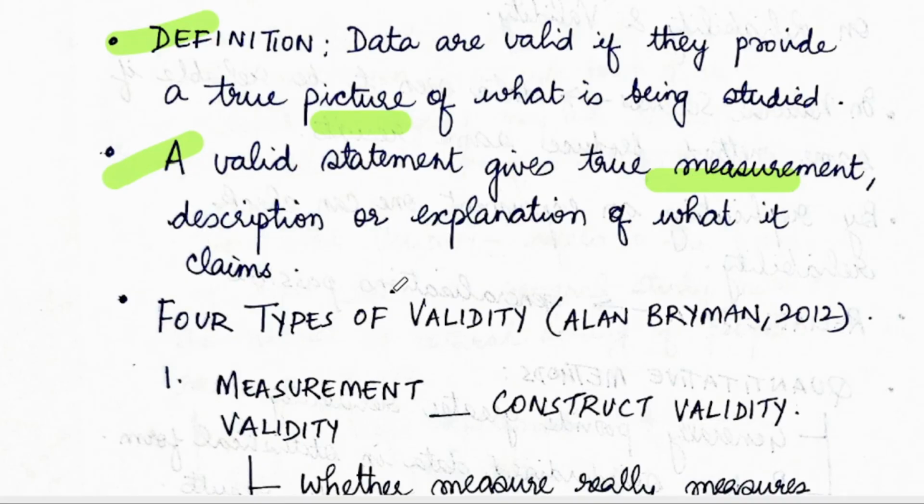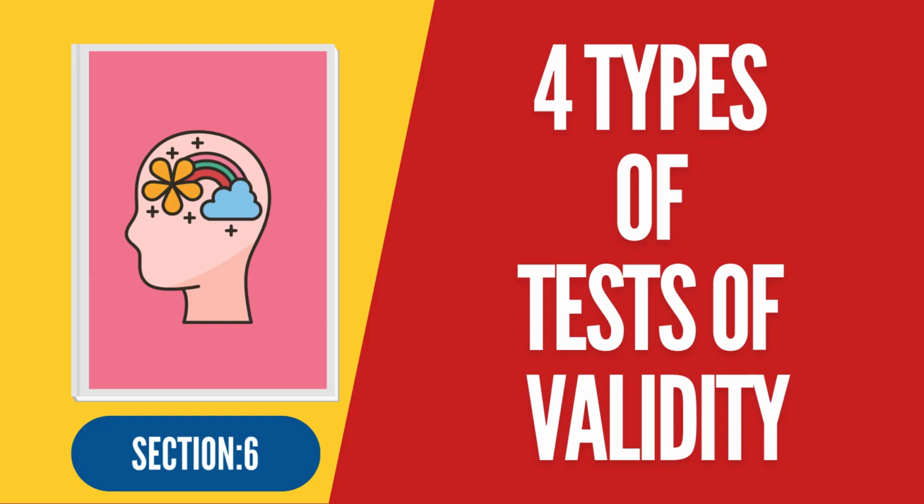If we want to study poverty, then our indicators should cover income, housing, food, education, not just one thing like income. Only then our study becomes valid, when we are covering the concept from all sides, from all indicators.